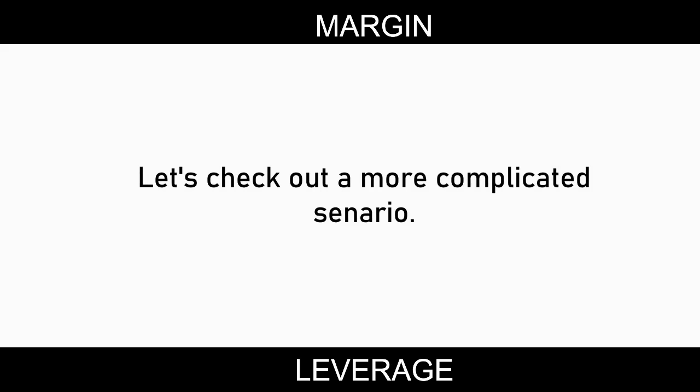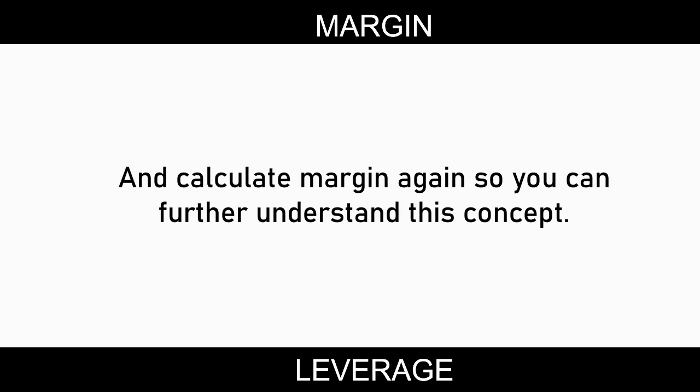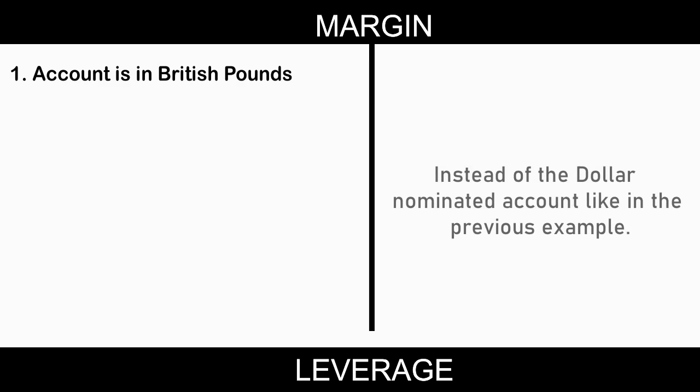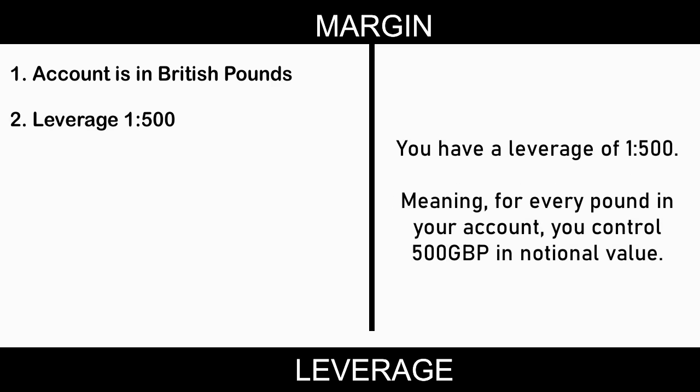Now, that example was straightforward and it was easy to calculate margin. Now let's check out a more complicated scenario and try to calculate margin again so you can further understand this concept. Let's imagine you have a different account nominated in British pounds instead of the dollar nominated account in the previous example. You have a leverage of 1:500, meaning for every pound in your account you control 500 pounds in notional value.